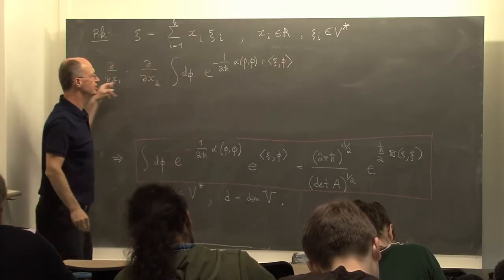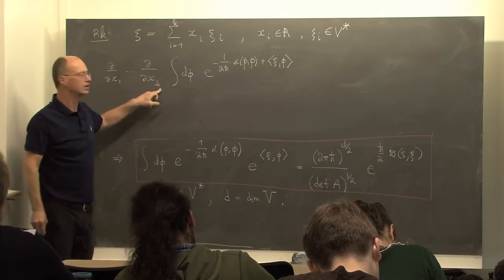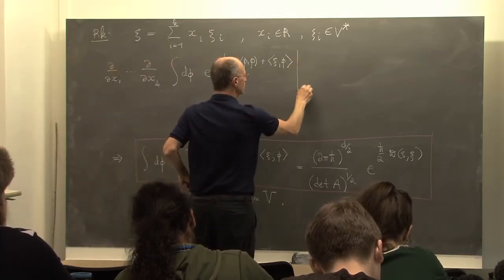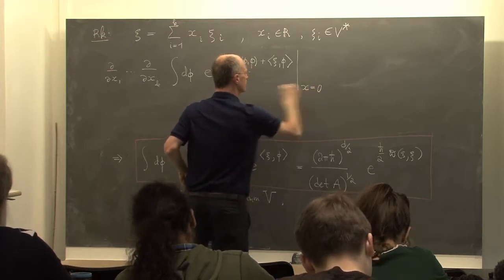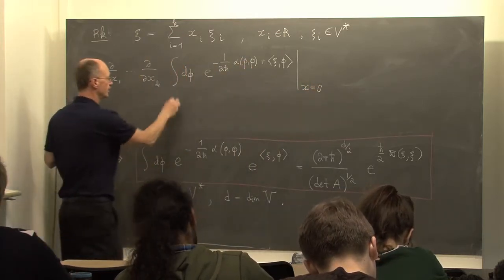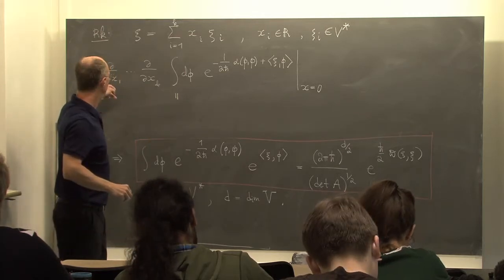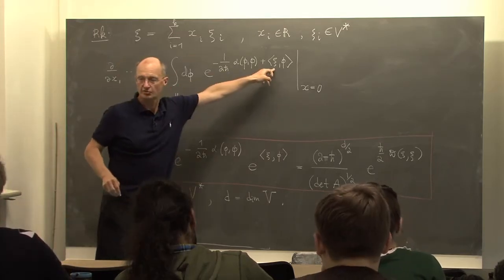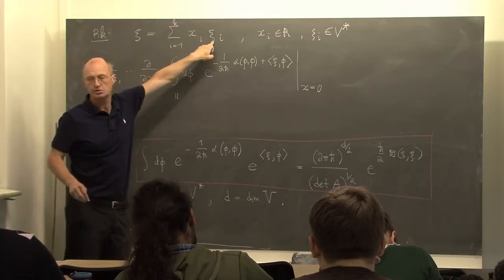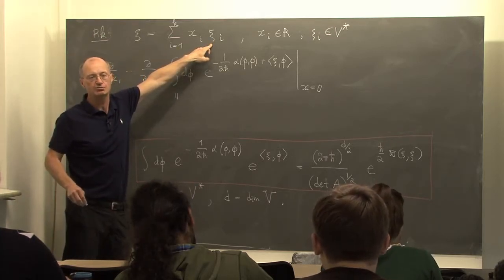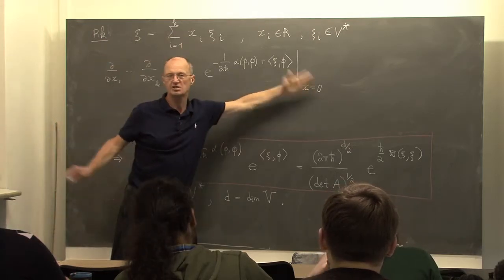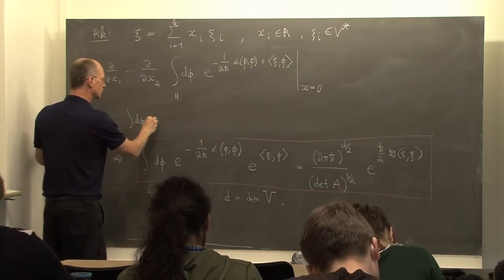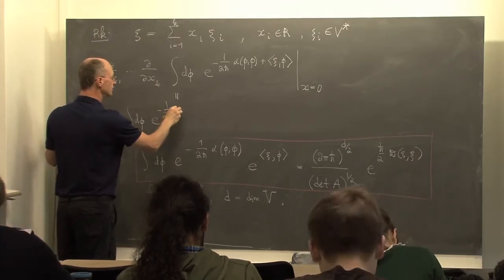So I plan to differentiate this integral with respect to those axes. And after that, I would like to put all the x's equal to 0. Well, then what's going to happen? This means that the exponential will be hit by each differentiation. It will produce the linear form, psi i of phi. And after that, all the x's are equal to 0, so the exponential will disappear. So this will give me a Gaussian integral.